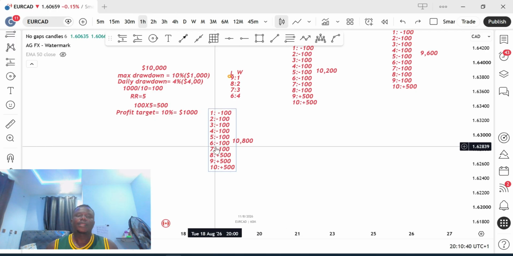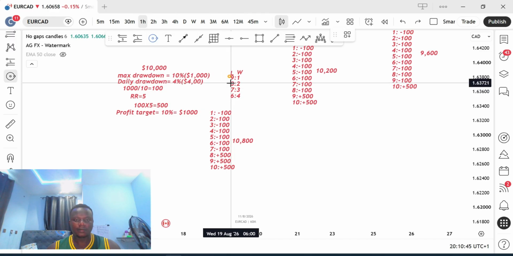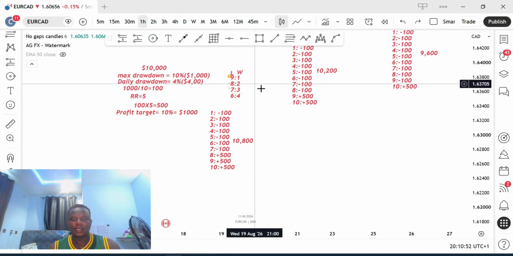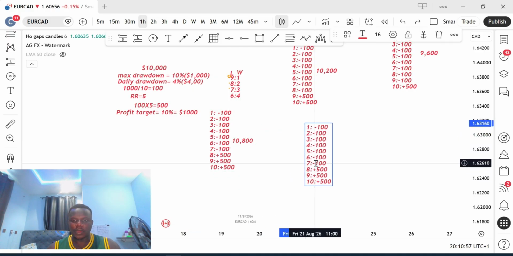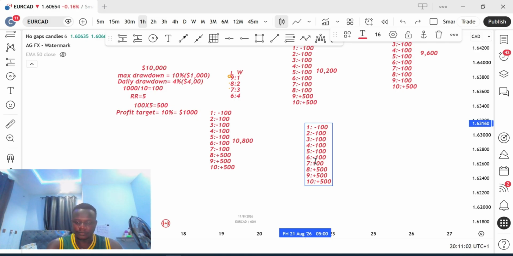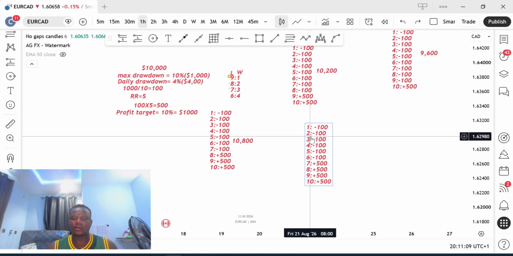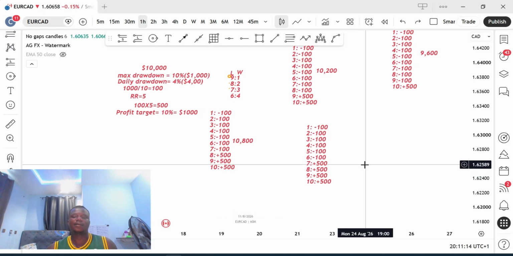Now let's do the 4th one. We have done this, we are currently at this. Now let's do the 4th one. So this 4th one, we are going to lose 6 trades and win only 4. So our first trade loss, second trade loss, third loss, fourth loss, fifth loss, sixth loss, then 7, 8, 9, and 10, they are wins.